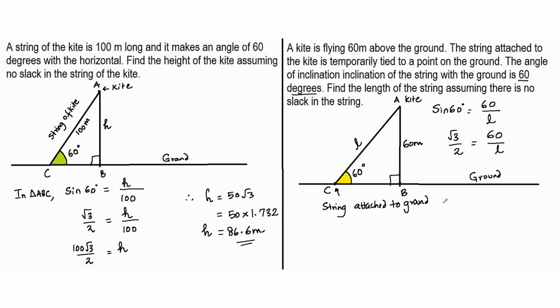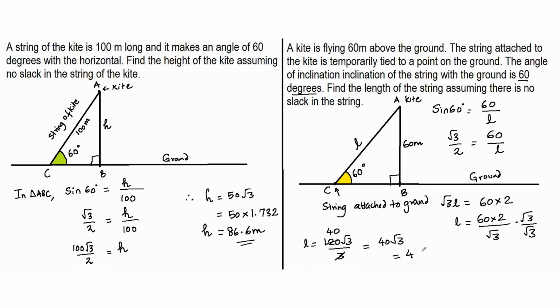So cross multiplying, I get root 3 L is equal to 60 into 2. And therefore, L is equal to 60 into 2 divided by root 3. Now we multiply by root 3 and divide by root 3. So therefore, L becomes 120 root 3 divided by 3. And 3 and 120 cancel 40 times, and therefore this becomes 40 root 3. That is 40 into 1.732, and that is equal to 69.28 meters, right? So this is how I calculate the length of the string.